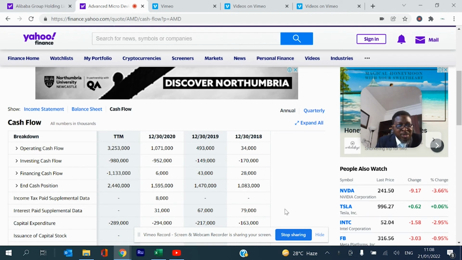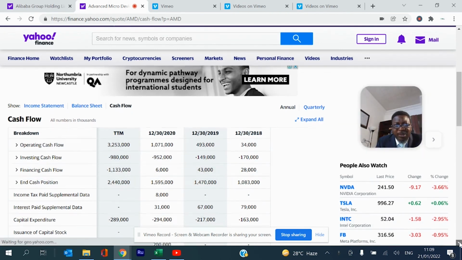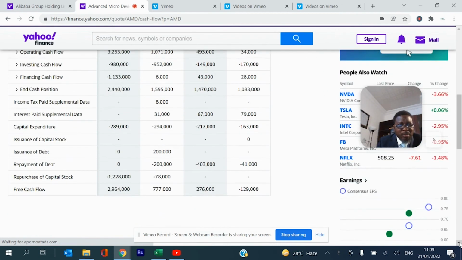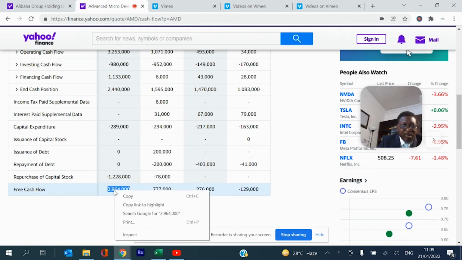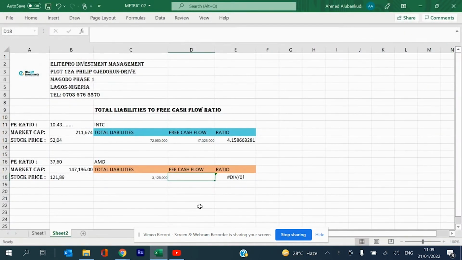So what I'm saying is what we need here is the cash flow. The cash flow as at end of 2020 is 2.96 billion. So let me copy this and then move on to my Excel sheet here. I paste it here. Automatically it gives me 1.05, let's say 1.06.